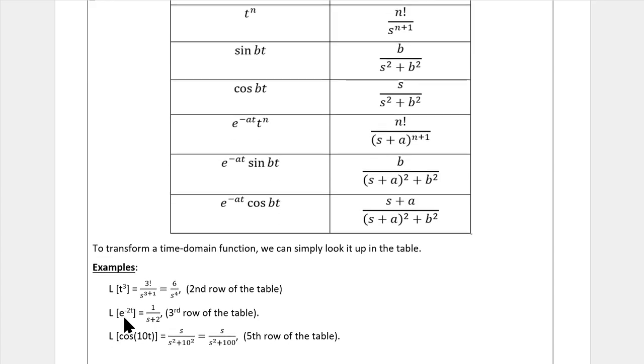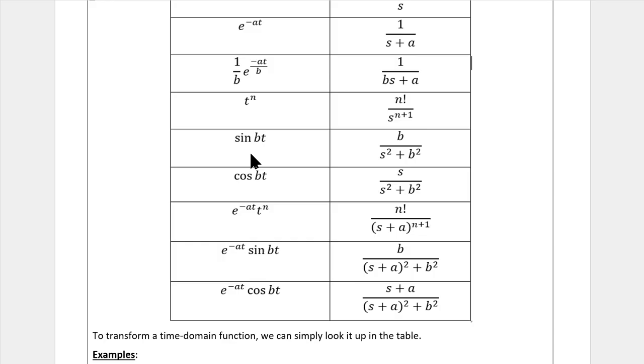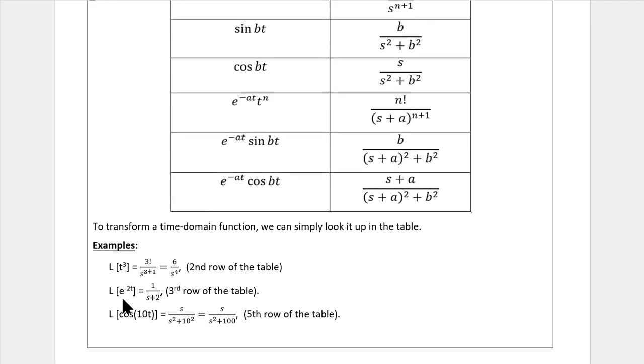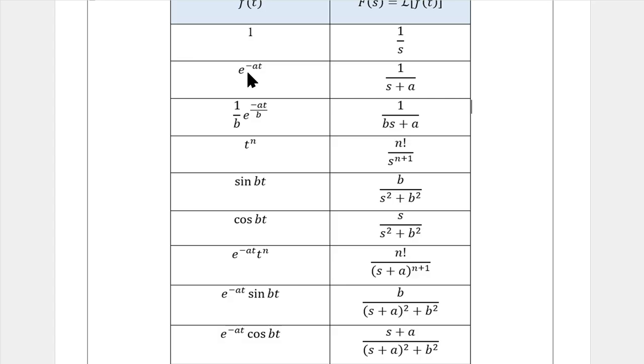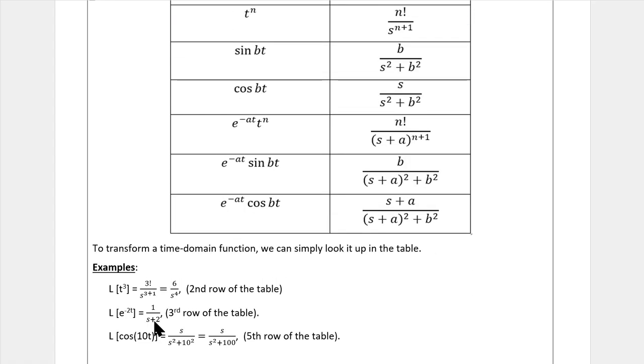Now let's look at this. This is not the second row, I'll update it later. It should be the 4th row. Now for this, e to the power minus 2t, we see here it's similar to this form, e to the power minus a t, and your a is 2. So the transform is 1 over s plus 2, which we see here.